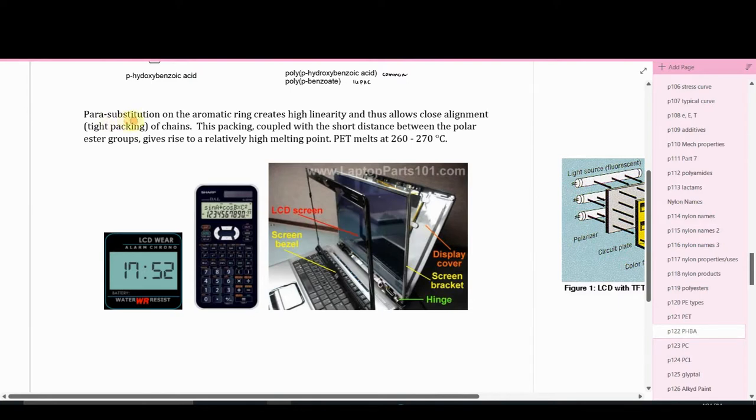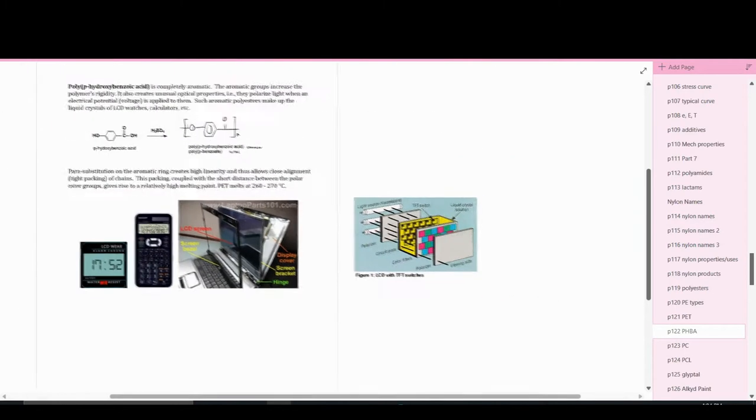The para substitution on the aromatic ring creates high linearity, allows close alignment, tight packing of chains, and this packing coupled with short distances between the polar ester groups gives rise to some relatively high melting points of 260 to 270 degrees Celsius.